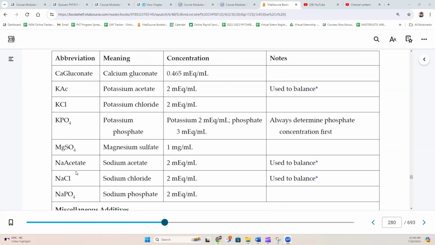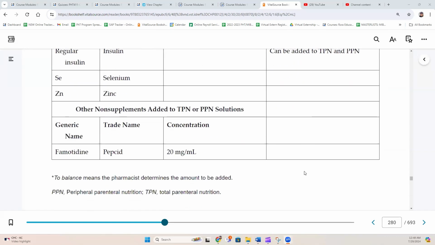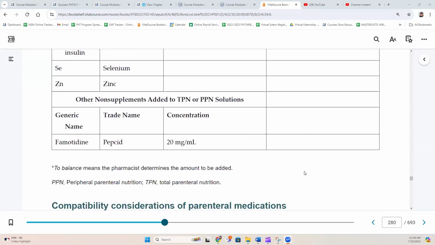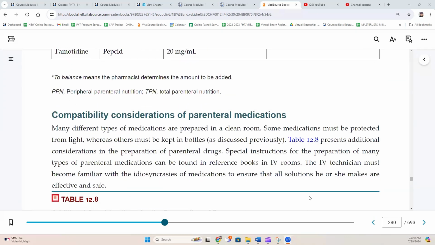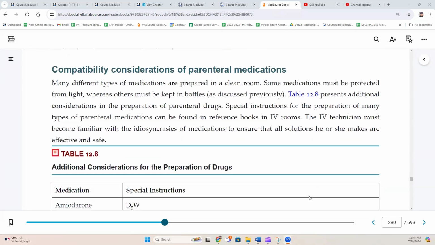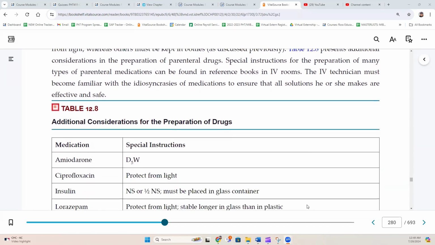So we have the abbreviation, the meaning, the concentrations, and then some notes here, and then miscellaneous additives and other non-supplements added to TPN or PPN solutions. Many different types of medications are prepared in a clean room. Some medications must be protected from light, whereas others must be kept in bottles. Table 12.18 presents additional considerations in the preparation of parenteral drugs.